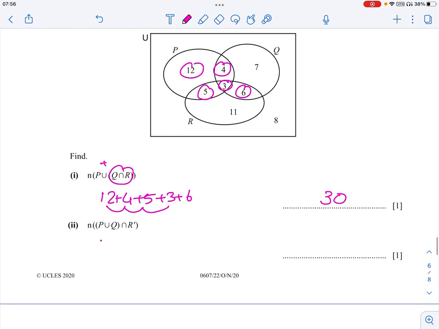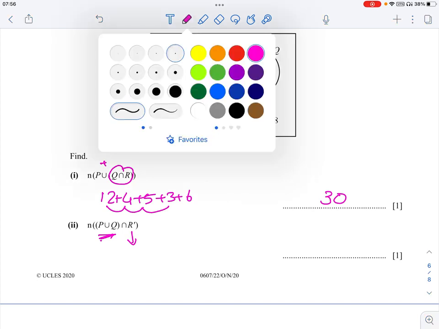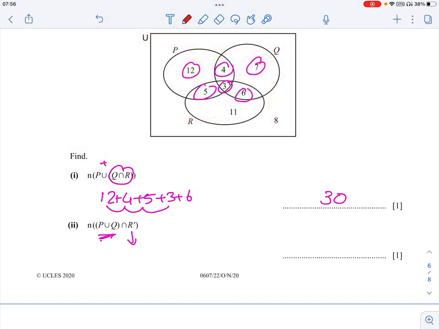Now P union Q and outside of R. It should be P union Q. What are the numbers in P union Q? These are the numbers in P union Q. But it should be outside of R. So whatever the numbers are there, it should be outside of R. So these numbers should be taken away. So what are the numbers I'm left over with? 12 plus 4 plus 7, which is nothing but what? 23.